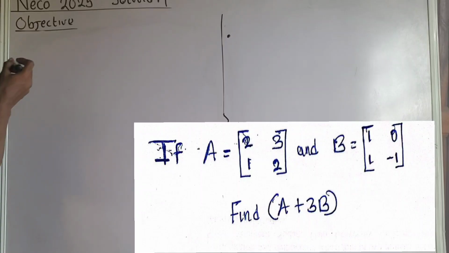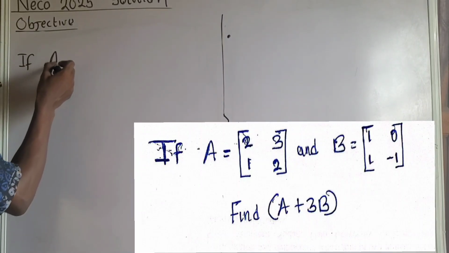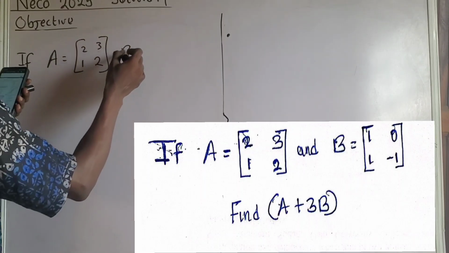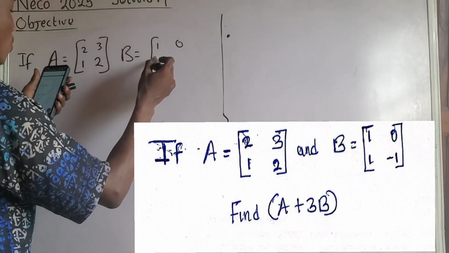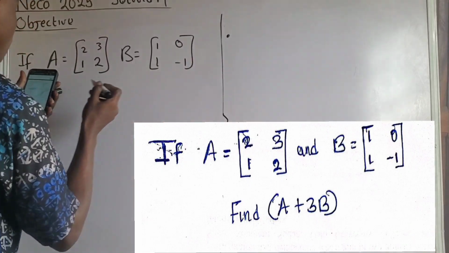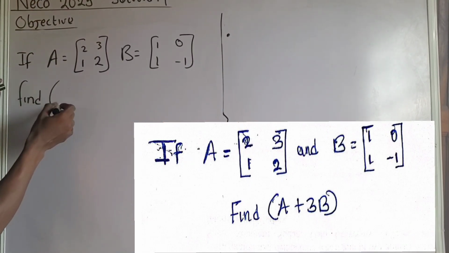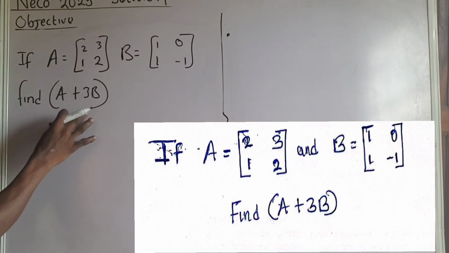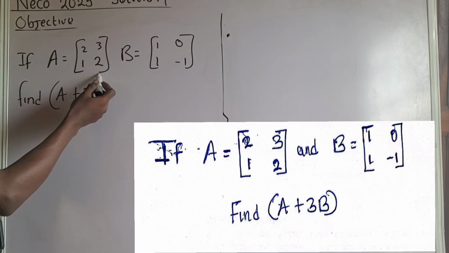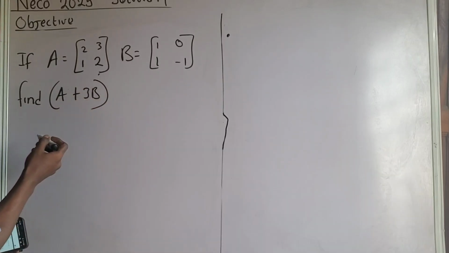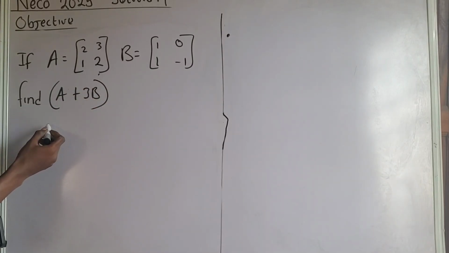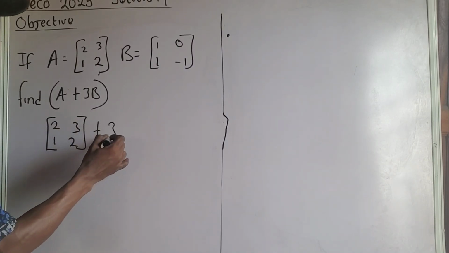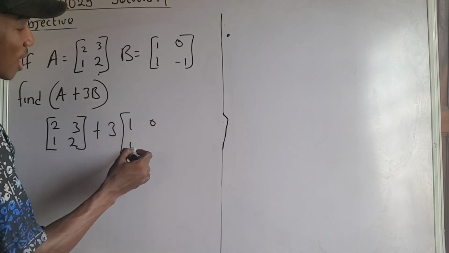If A equals 2, 3, 1, 2, okay, let me write it on the board. If A equals 2, 3, 1, 2, and B equals 1, 0, 1, negative 1, find A plus 3B. A is given as this matrix and B is given as this matrix. So we can always add. A plus 3B will be 2, 3, 1, 2 plus 3 multiplied by B. B is what? 1, 0, 1, minus 1.